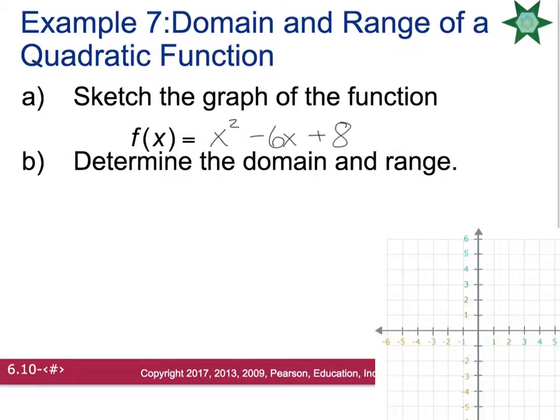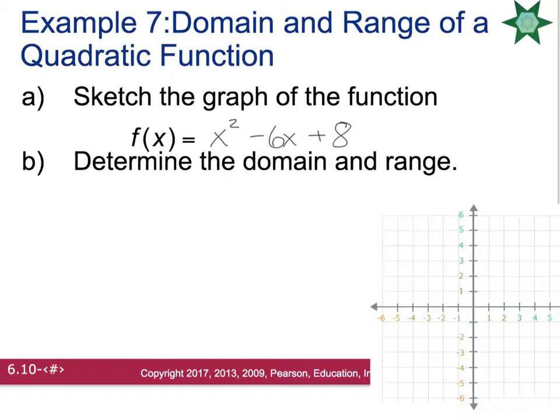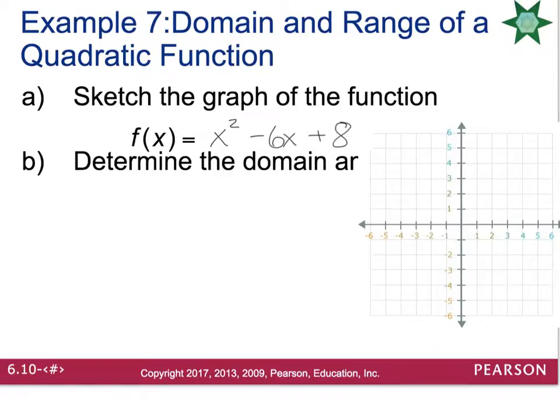Let's say that I asked you to sketch the graph of x squared minus 6x plus 8. And then after you sketch the graph, I want you to locate the domain and the range. Okay, so first thing I would do is I would decide if it's going to open up or down. This is going to open up because the a value is a positive 1, so this will open up like a cup. Next thing you want to do is you want to find your axis of symmetry.